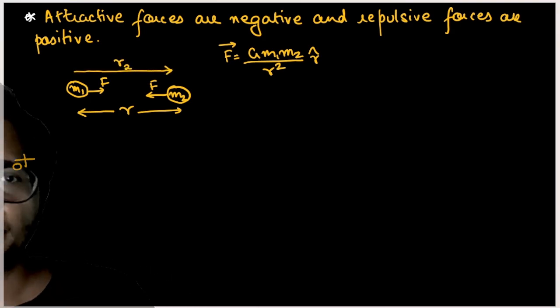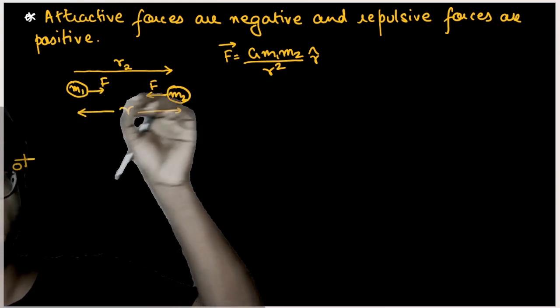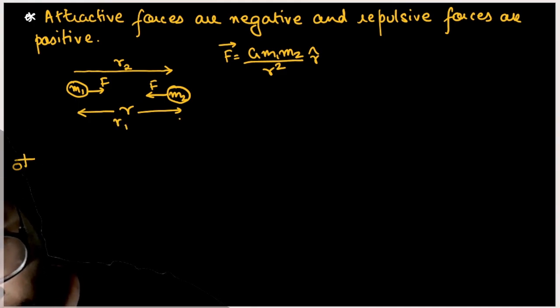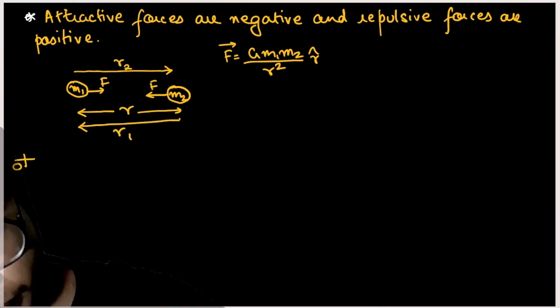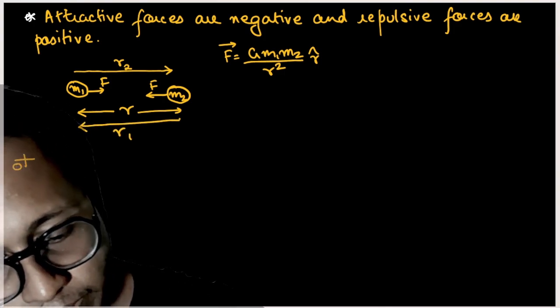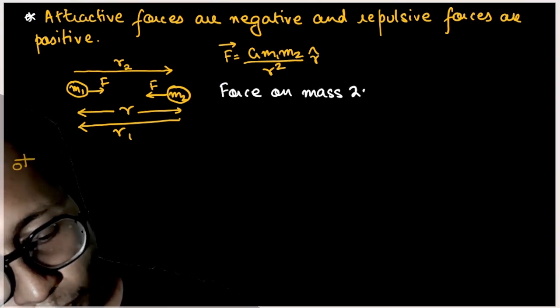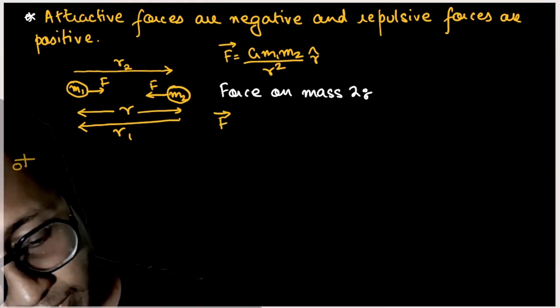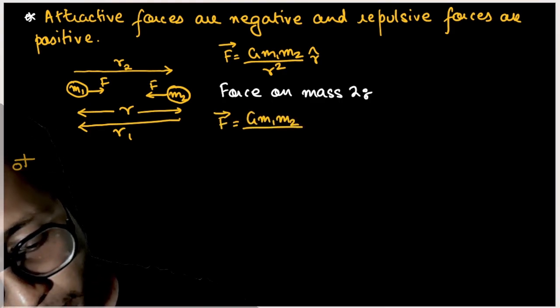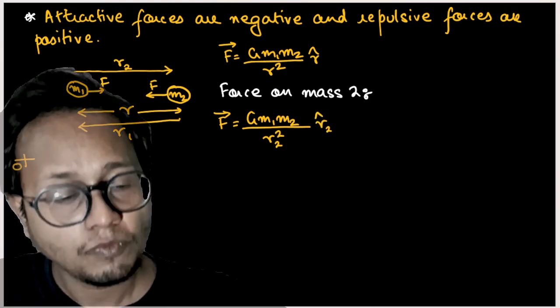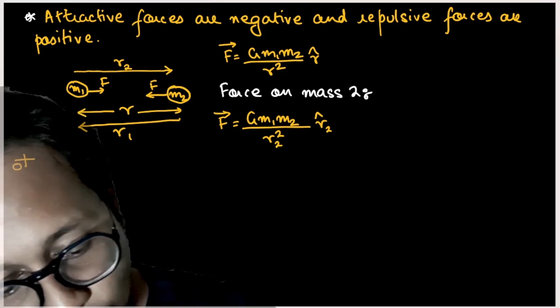This is r2, because body 1 is applying a gravitational force on body 2. When I'm studying body 1, the r vector comes from body 2 to body 1. This is r1. So when I want to study the force on mass 2, the force vector is G m1 m2 by r2 square into the r2 vector. Similarly, we have to study the force on mass m1.